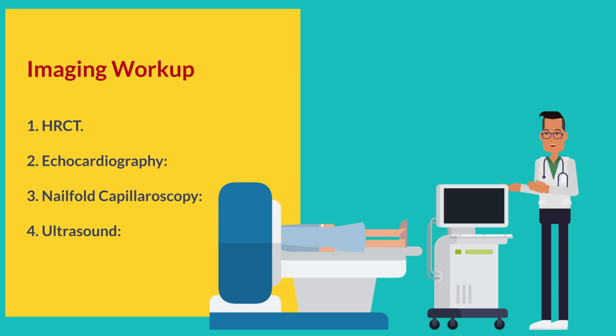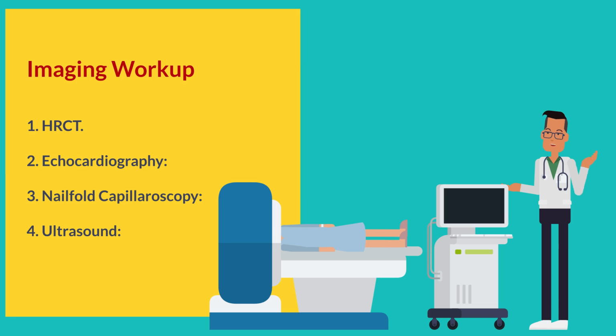Imaging workup. 1. High-resolution CT scan of the chest, to evaluate for interstitial lung disease and pulmonary fibrosis. 2. Echocardiography, to screen for pulmonary arterial hypertension and assess cardiac function. 3. Nailfold capillaroscopy, to assess for capillary abnormalities, and this will help to differentiate between primary Raynaud's disease and the Raynaud's phenomenon secondary to systemic sclerosis.